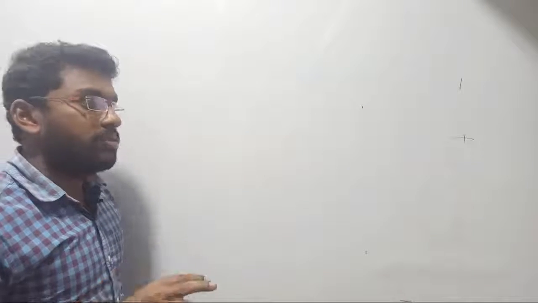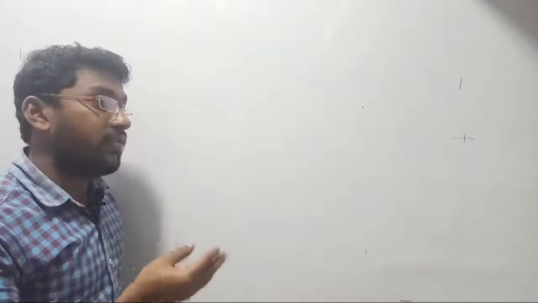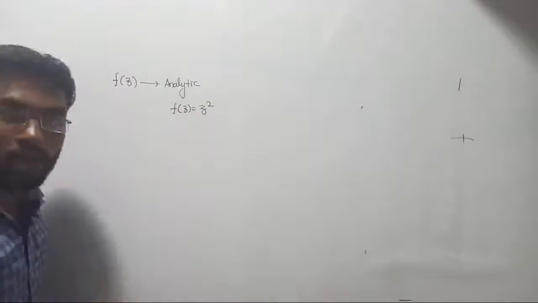What is the second example? I said sometimes f of z will be given and they said that the given function is analytic, right? A function f of z will be given and it will be defined as an analytic function. Happily we can go. If they define it as an analytic function, the complete function will be given, like f of z is said to be z square.